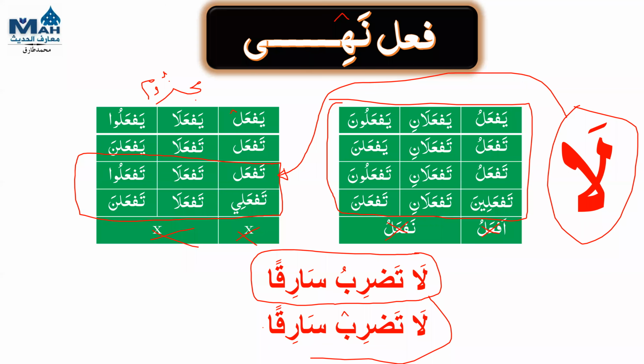Same, everything same. Only what happened? We removed one vowel. La tadrib sarikan. Now it became an order. Don't beat a thief. La tadribu sarikan means you are not beating a thief, or you will not beat a thief. But when you want to prohibit someone, you have to bring what? La nahi. Nahi. Okay. I hope you understood, right?